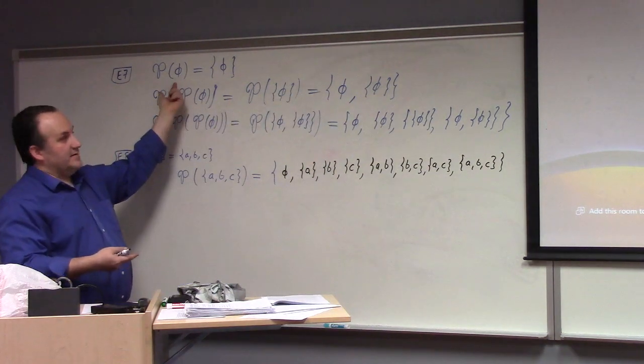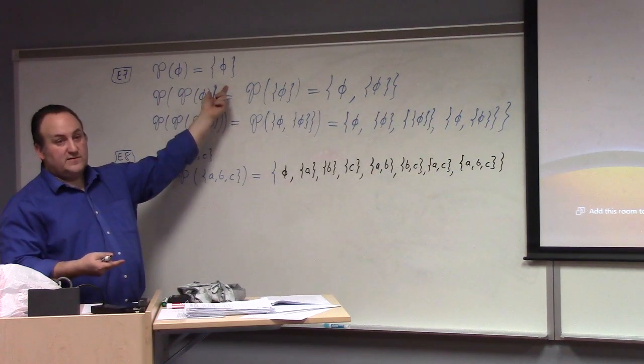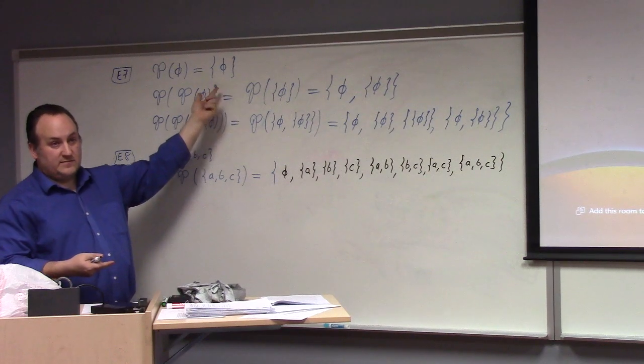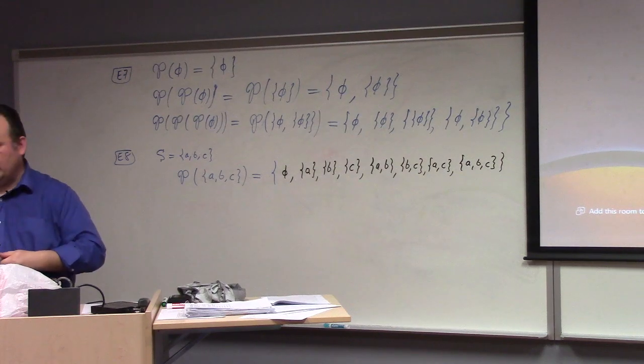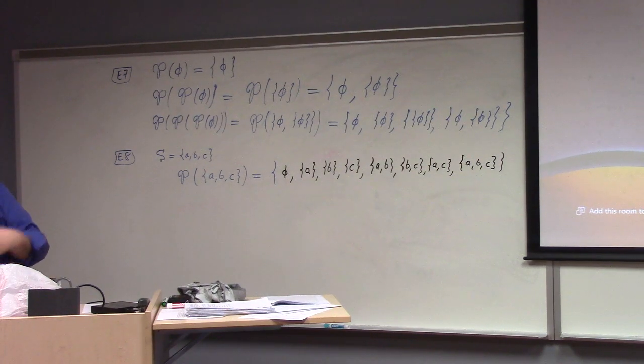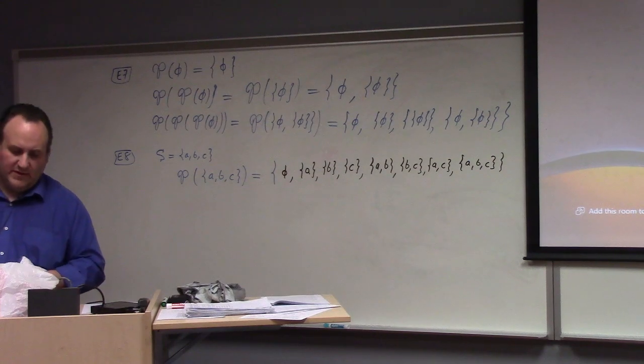How many things are in the empty set? 0 things. How many things in the power set of the empty set? 2 to the 0, 1. Not an accident. So the power set of a set is strictly larger in size than the set. This is actually Cantor's theorem, that the cardinality of the power set is strictly larger than the cardinality of the set. Now we won't define cardinality until much later, but I think we can appreciate that together.